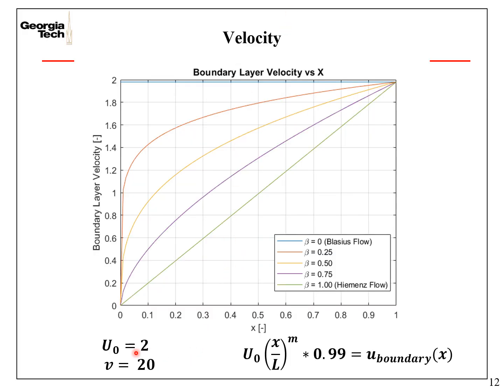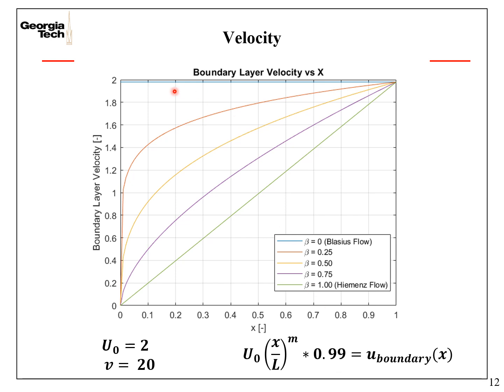So on the next slides, we actually parameterize the flow and the dimensions of the plate. We also take our generalized solutions that collapse onto one curve and test them for actual parameters. Here we take the boundary layer velocity, defined by the free stream velocity, the x coordinate divided by the length of the plate raised to the m, and m we defined on the previous slide, which is effectively a function of beta. We multiply that by 0.99, where the boundary layer velocity is 99% of the free stream velocity.